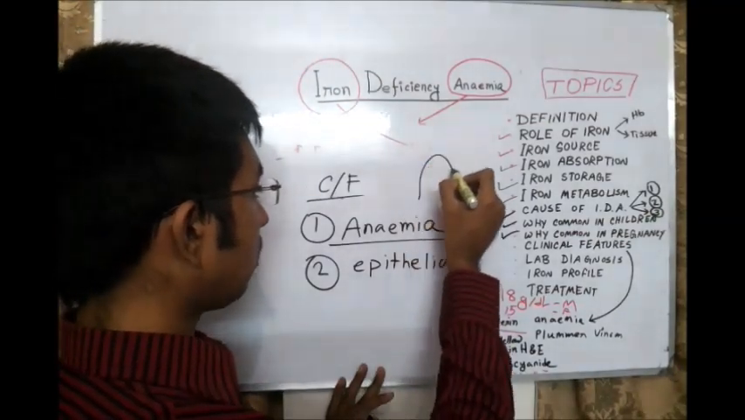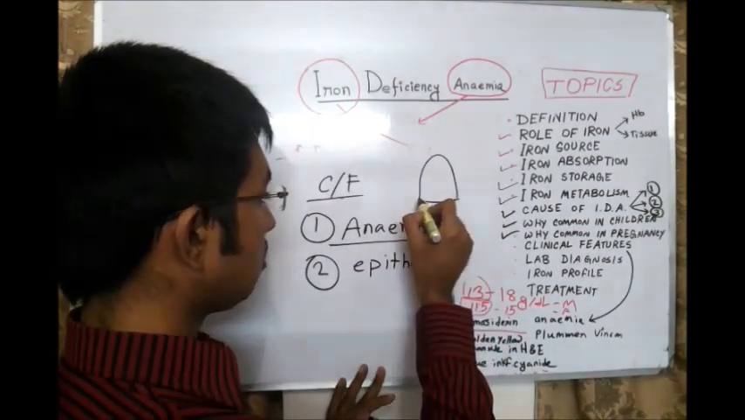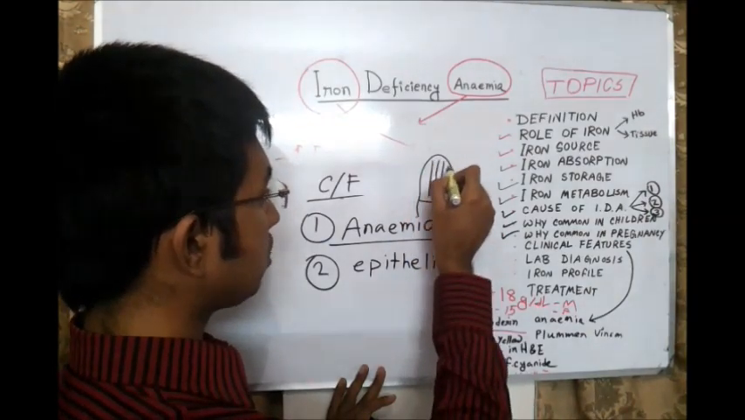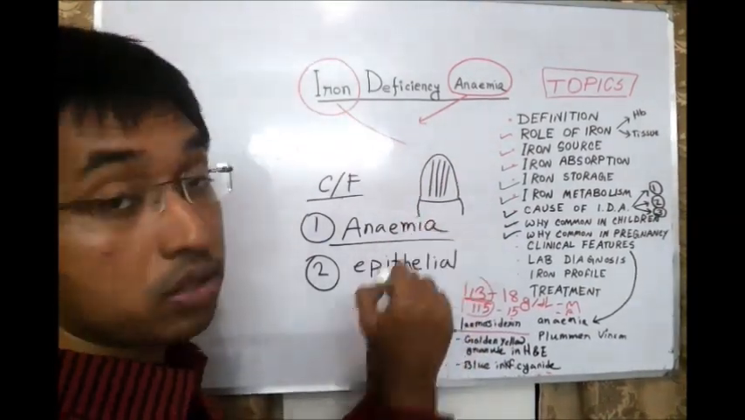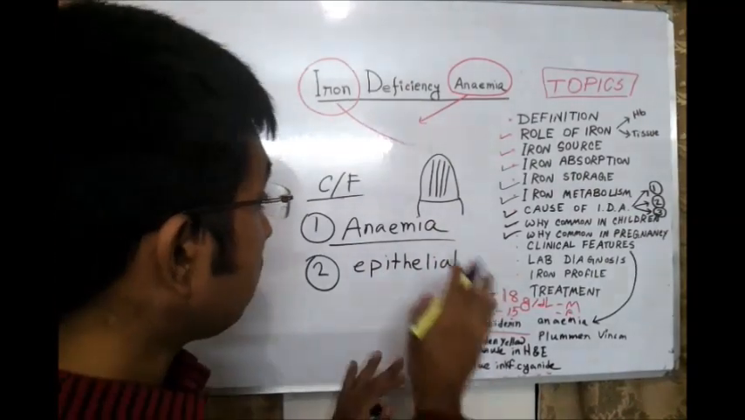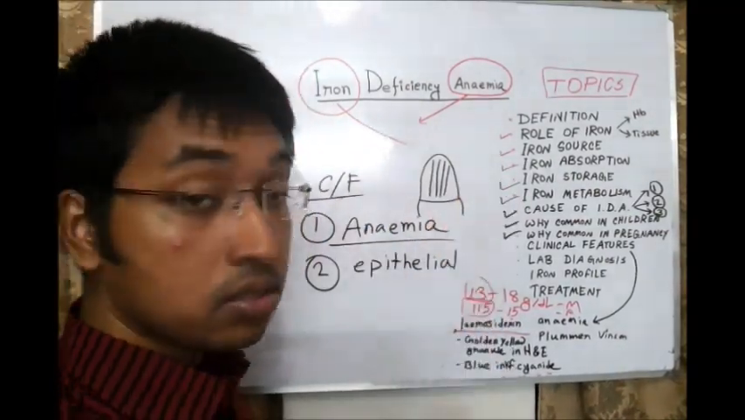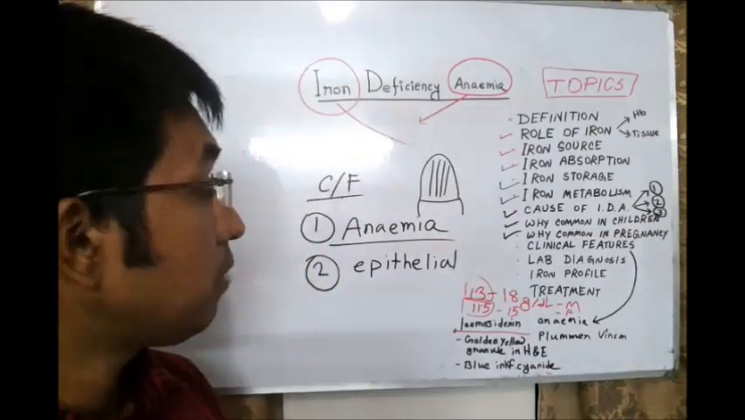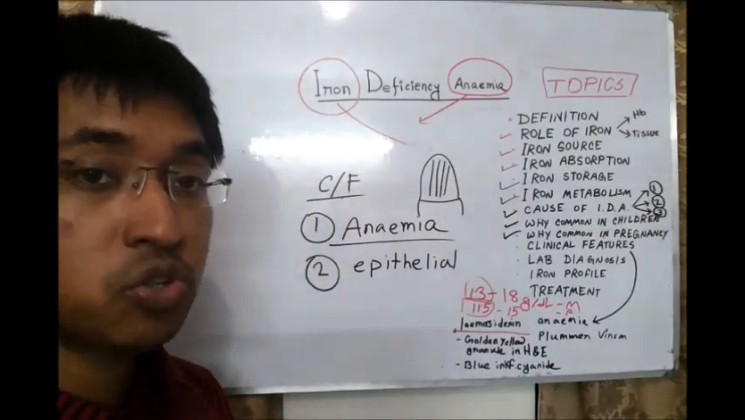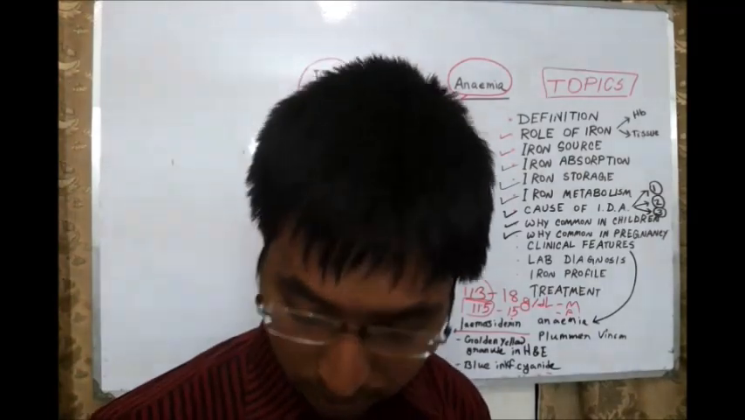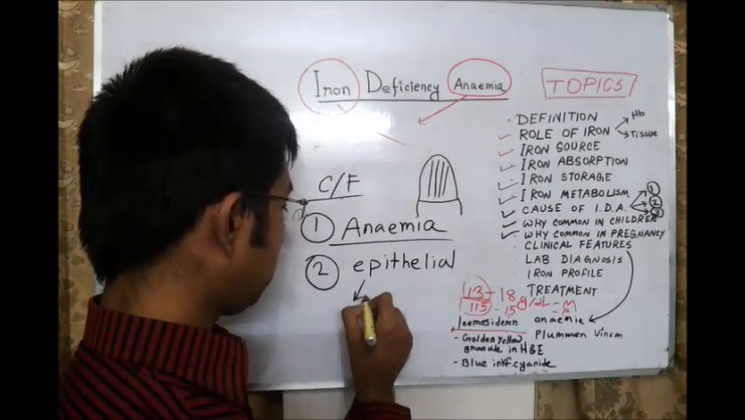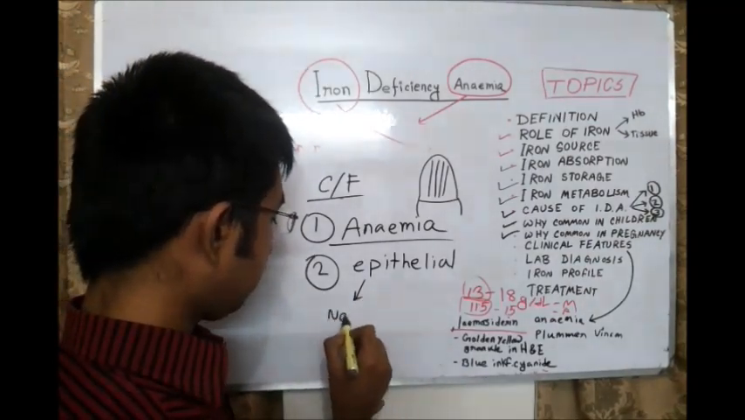If this was a nail of the patient, there will be longitudinal ridges like this, and that nail will become flat, and sometimes in severe iron deficiency anemia it may become totally spoon shaped, which is known as koilonychia. First we talked about the nail.